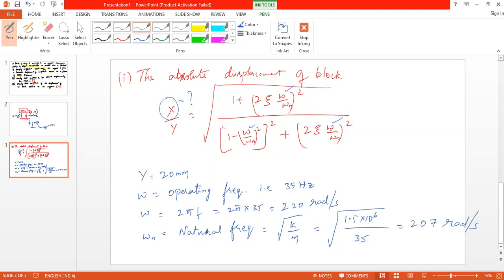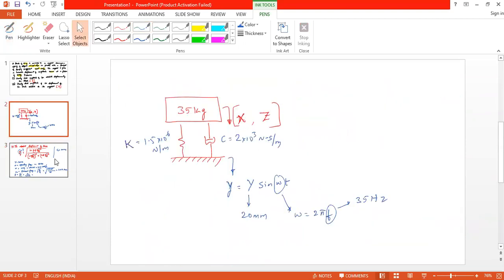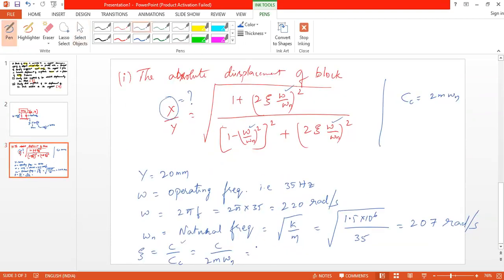And now we need the value of zeta. This zeta is equal to C by Cc, right? Zeta is C by Cc. C is given in the question, and what is Cc? Cc is 2 m omega n. So this is equal to C by 2 m omega n. That is equal to, the value of C is 2 × 10^3 Newton second per meter.